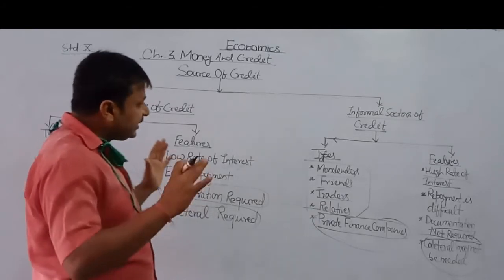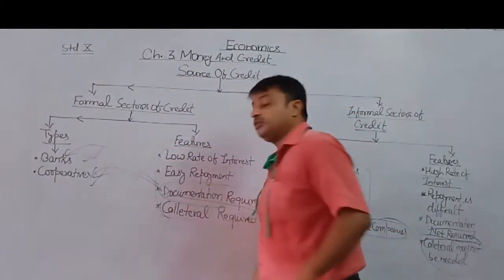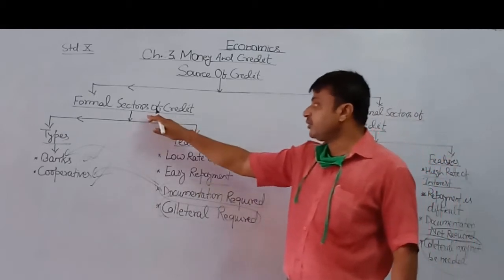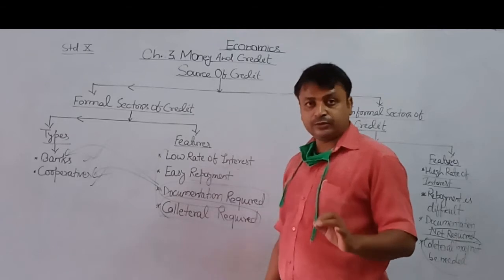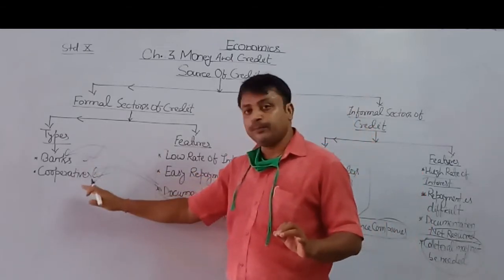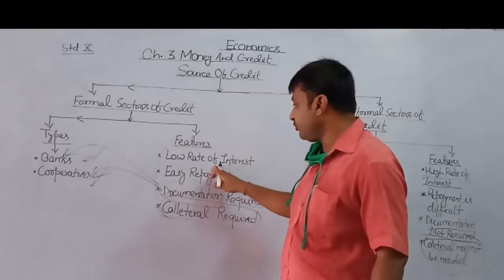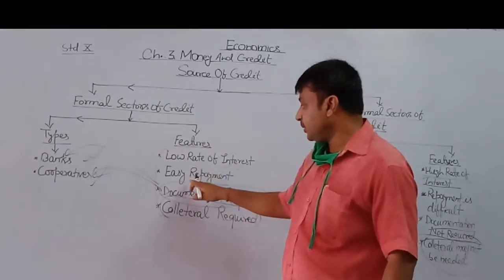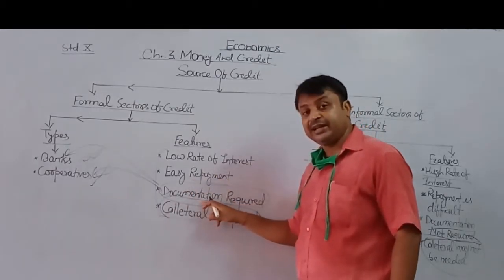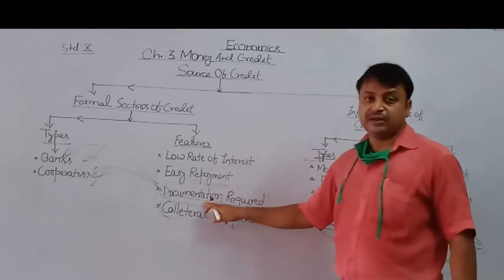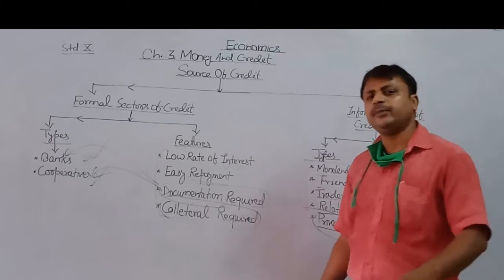So now, see the questions that may be asked from this particular topic. First of all, what do you mean by formal sectors of credit? Formal sectors of credit refers to banks and cooperatives that lend money at a low rate of interest. Due to that, repayment will be easy. In that particular sector, for getting a loan, documentation is required, and collateral is also required. This is all about formal.